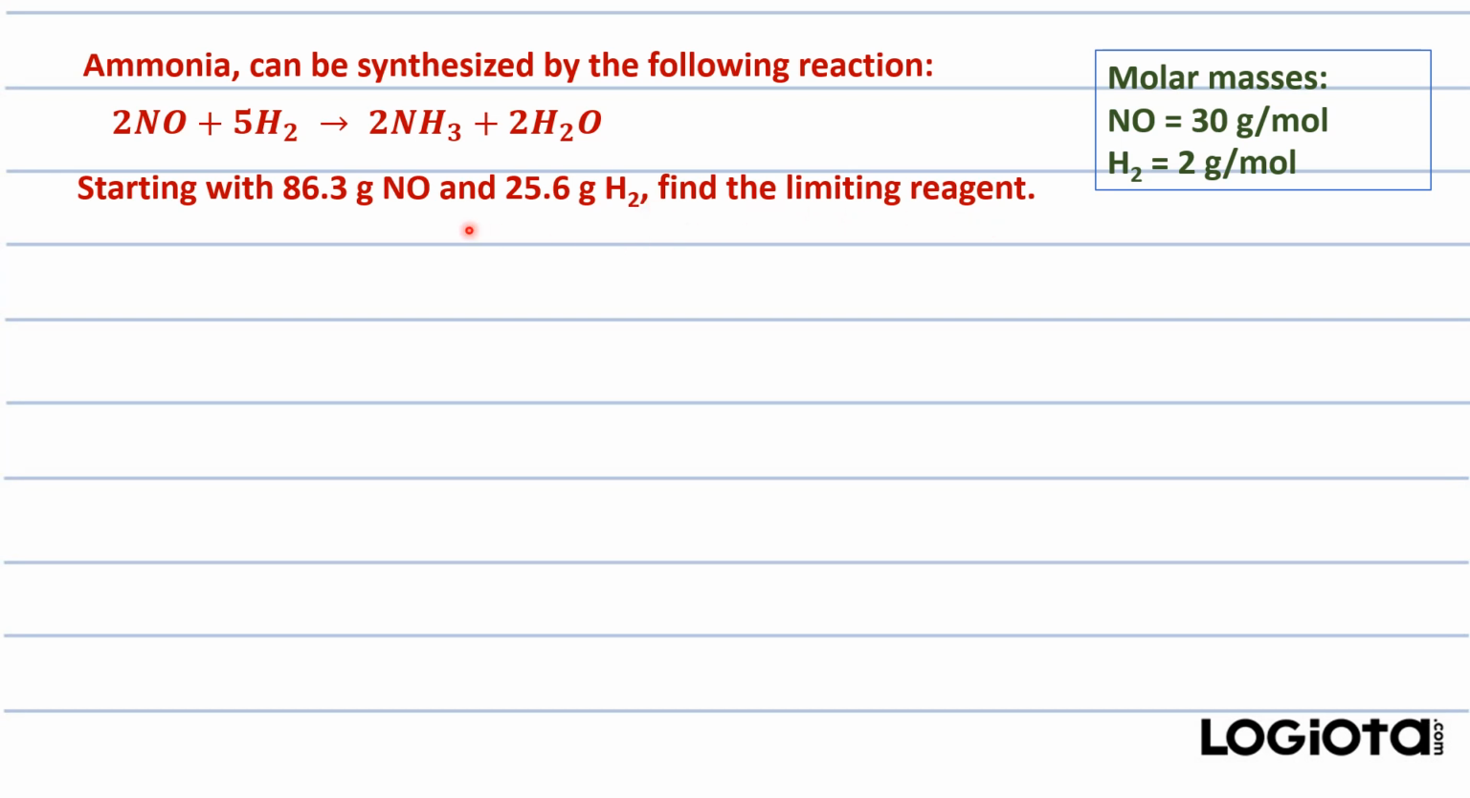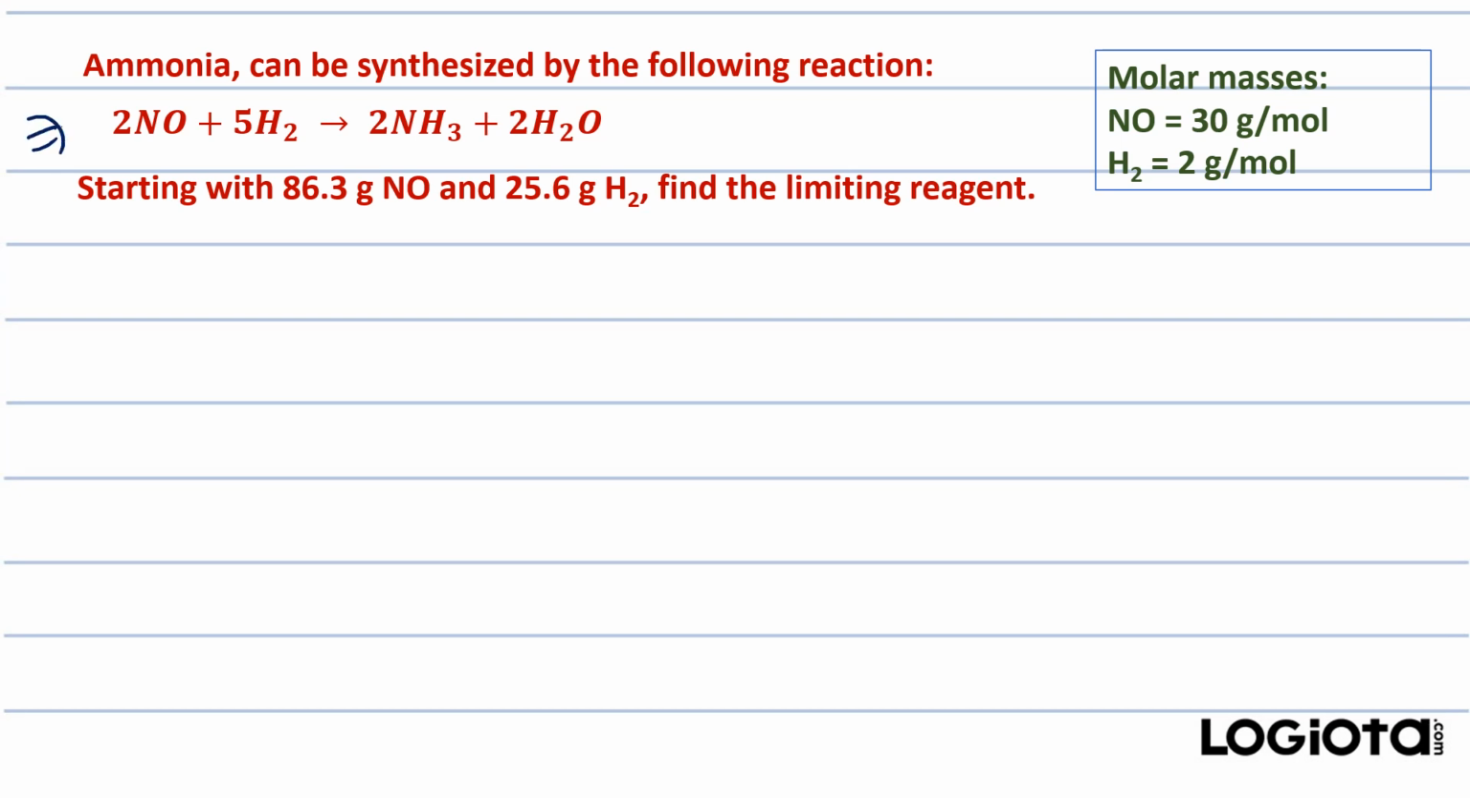Okay, now the molar masses of NO and H2 are also given. So let's see how to find the limiting reagent. First of all, you can already see here that the reaction is already balanced.